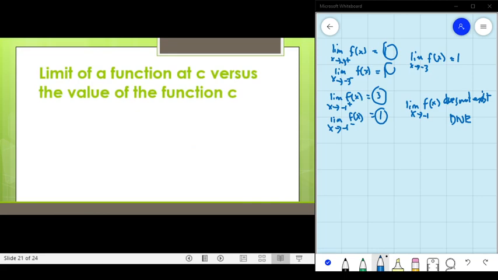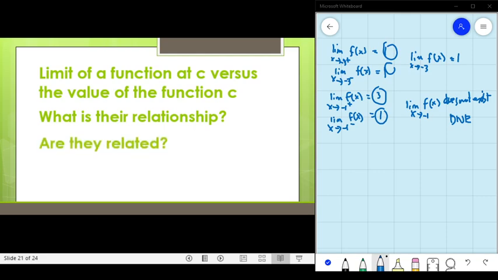So, let's proceed now to the second topic. This one is shorter: the limit of a function at c versus the value of the function at c. So, what is their relationship? When you evaluate the limit of a function at c versus f of c, are they related to each other?